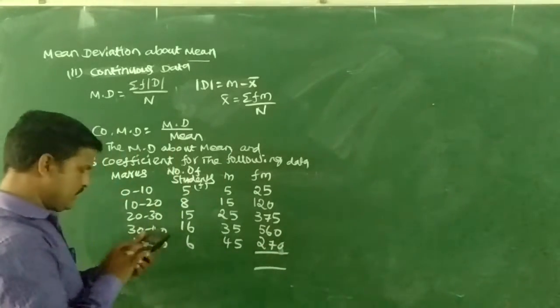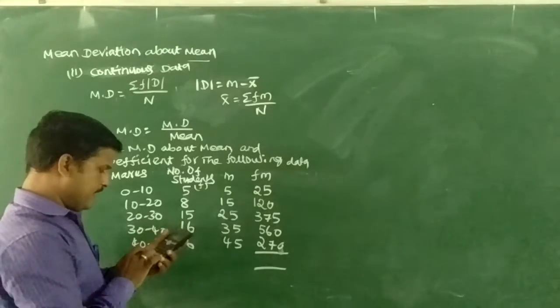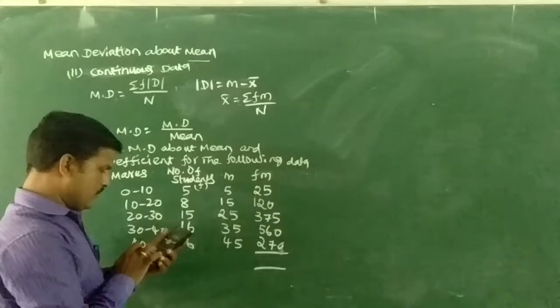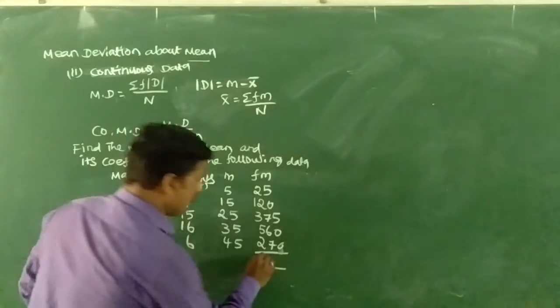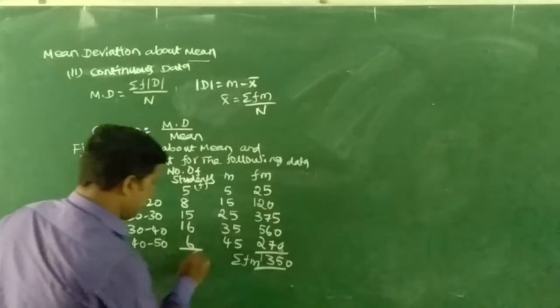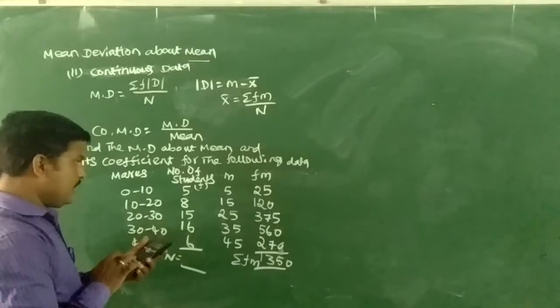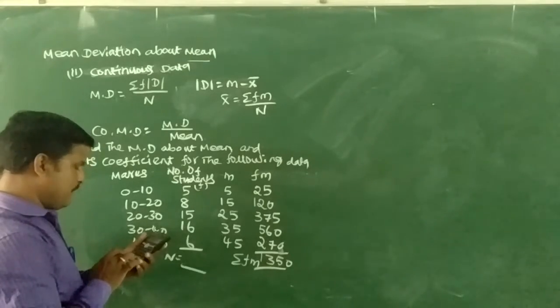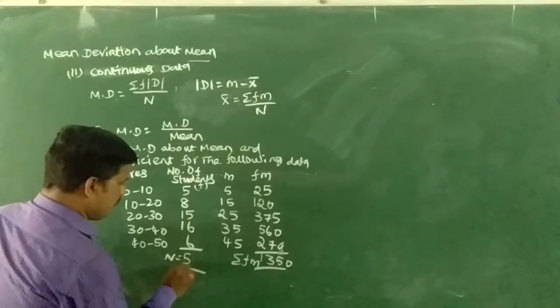Next you can add the values: 25 plus 120 plus 375 plus 560 plus 270, so 1350. So that is summation fm. Next you can add the n values: 5 plus 8 plus 15 plus 16 plus 6. So n equals 50.